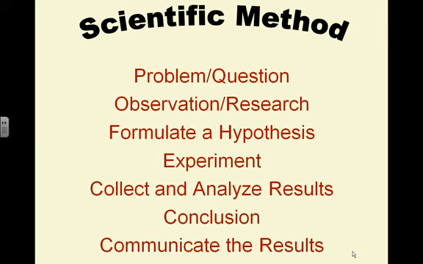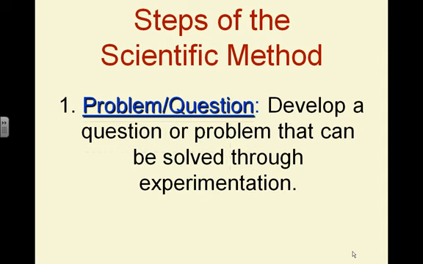And so this is how the scientific method starts out. In this class, we hope to conduct an experiment that will allow us to see firsthand how this goes: we have a problem, do an observation of the problem, make a hypothesis, do experiment, collect and analyze results, conclusion, and then communicate the results. So, starting out, a problem or question. Develop a question or problem that can be solved through experimentation.